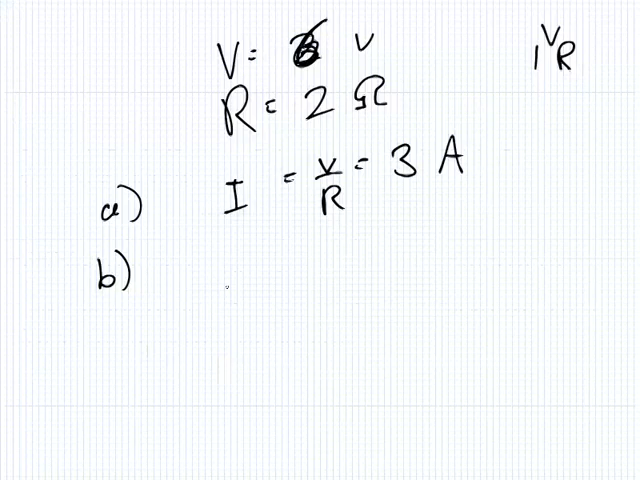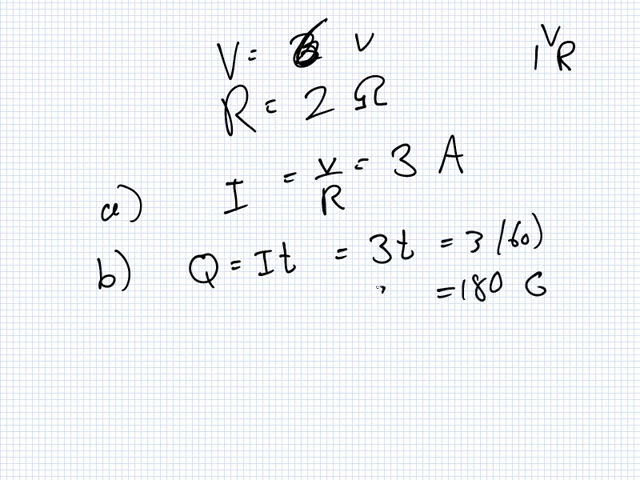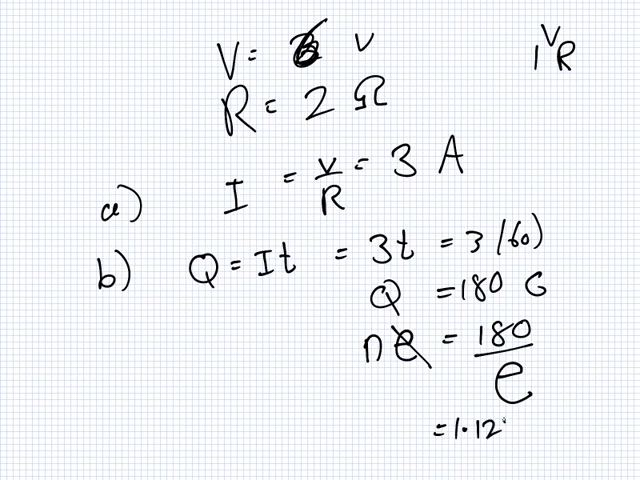B. If the toy was left on for 1 minute, how many electrons flow from the battery into the toy? Okay, so we have Q equals I T equals 3 times 60 equals 180 coulombs. But I want to know how many electrons that is. N e equals 180 divided by e, the charge of an electron in size. What is 180 over e? Monica, you have that constant on your calculator already. 1.123 times 10 to the power 21 electrons.